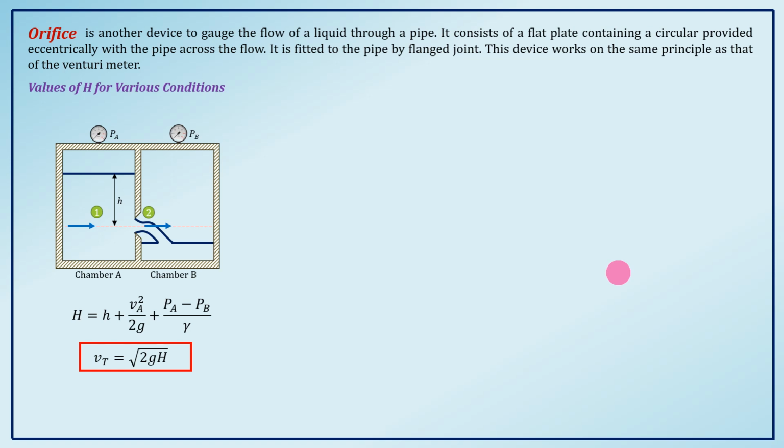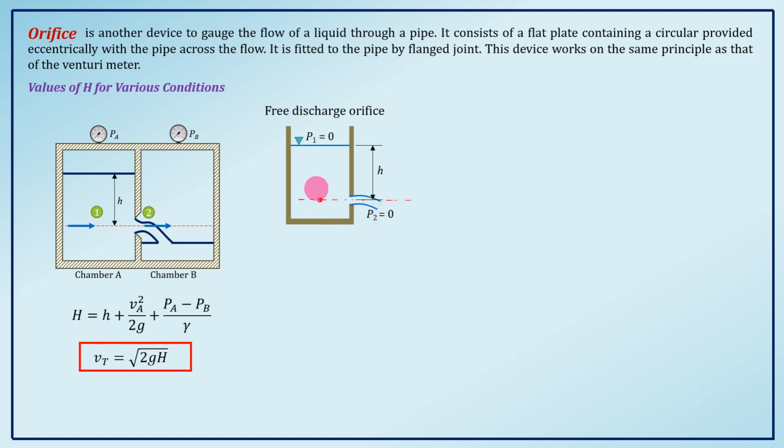So, values of H for various conditions. We have a free discharge orifice. Mag-investigate tayo ng free discharge orifice. So, let's say we have an open tank. Ayan. With this level ng liquid, and we attach an orifice at the side of this tank, and given tayo ng points dyan na ganun pa rin. Ito, yung ginamit natin is yung sa datum. Okay, so we have this point 1, then yung point 2 naman is ito. So, we can use yung derivation natin na yan. So, we will solve for the value of H.